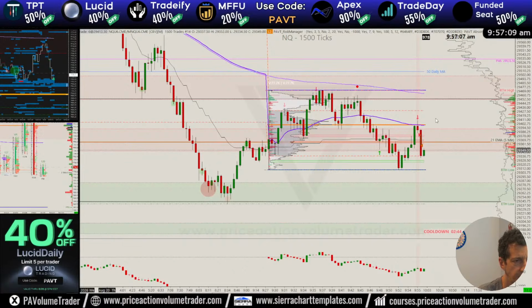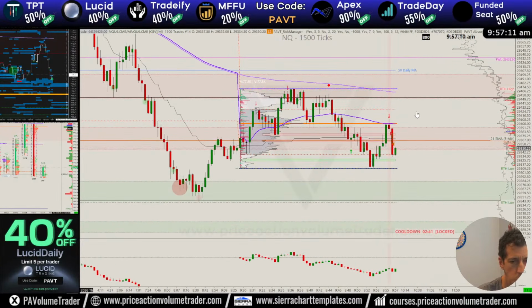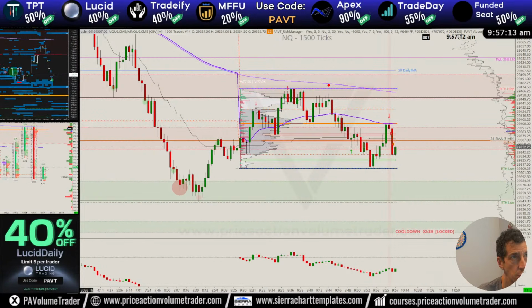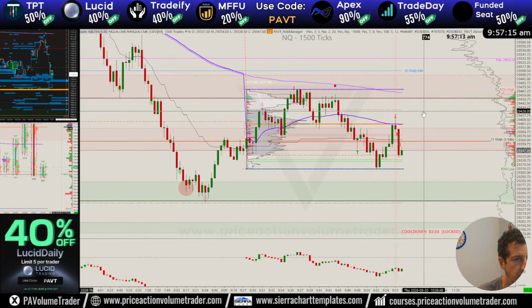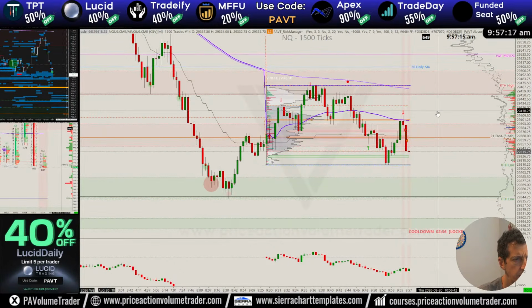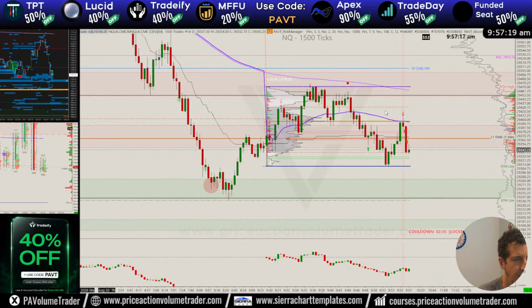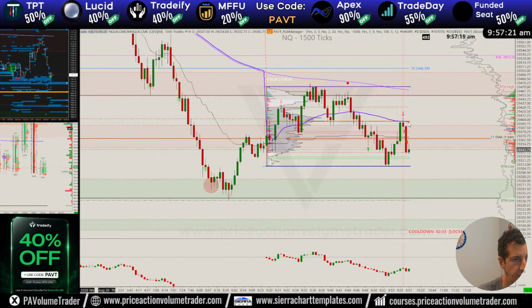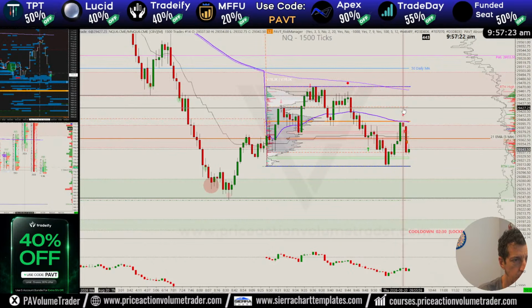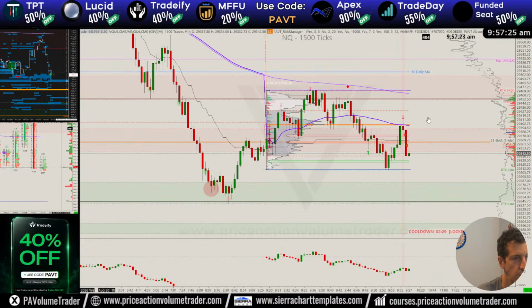Alright, I know it was very quick, but that's usually how it goes with absorption signals. You gotta act pretty fast on them. We had a very nice back test here of VWAP. You can see my absorption indicator fired off a signal right there as well.